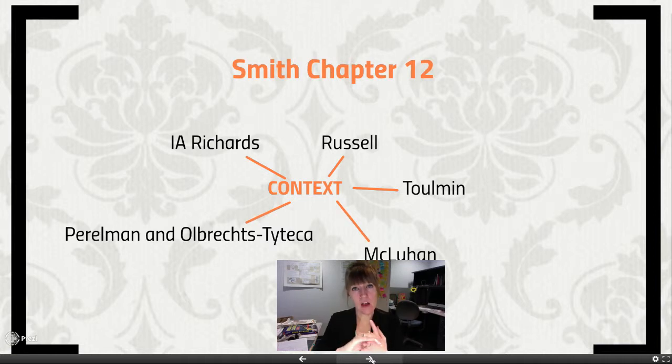McLuhan also talks about hot and cold mediums. These are a little bit problematic because of what he thinks an audience actually provides, or what an audience member fills in the blank for. So a hot medium requires very little participation, while a cold medium requires a significant amount of participation. So for a cold medium or a cool medium like television, we have to fill in the blanks a lot, but for a hot medium like a book, we don't need to.